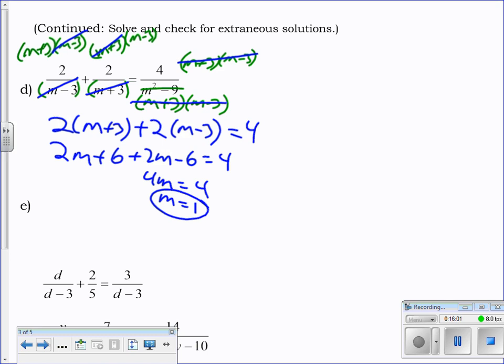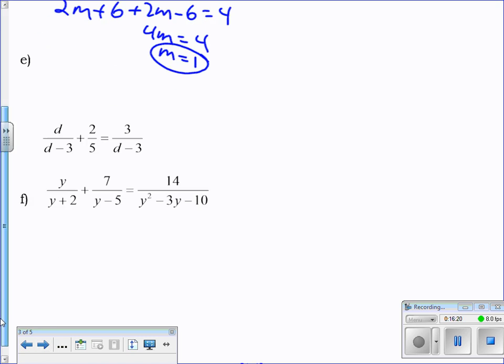Fairly straightforward at that. Once you get rid of the fractions, it's not too bad. Getting rid of the fractions, that's the part you've got to be careful about. Can m be 1? Yeah, 1 won't give me 0 in any of my denominators, so I'm good on that one.